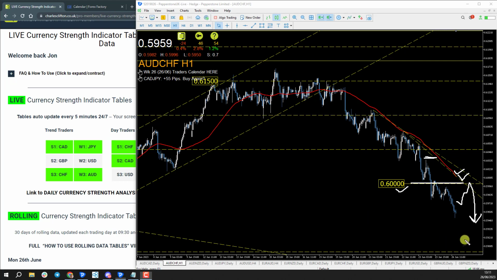Like I said, targets are probably going to come in at 59.10, just above that 59 handle, which still gives us a good risk reward ratio. Not the strongest that we've seen recently, but still a good risk reward ratio.